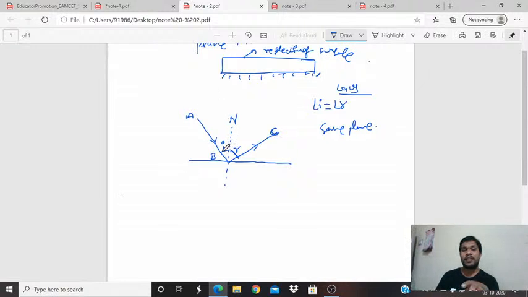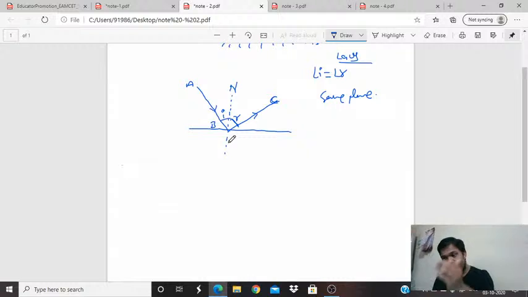And what is the incident angle? The angle between the incident ray and the normal. And what is the reflecting angle? The angle between the normal and the reflected ray. So i equals r. And here, coming to entrance exams like Mains, EAMCET or NEET.